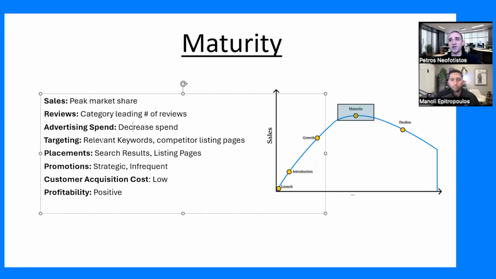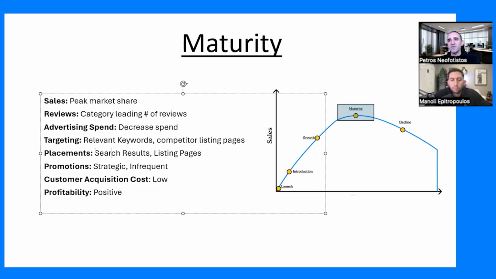You're kind of back to targeting your relevant keywords, your high converting keywords. Competitor listing pages become more successful as a targeting option at this stage because of your review score. Your placements are really search results, listing pages. Like I said, you're not really investing in an opportunity at this stage, although it may make sense.